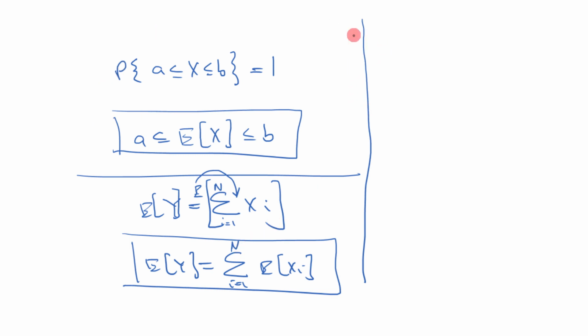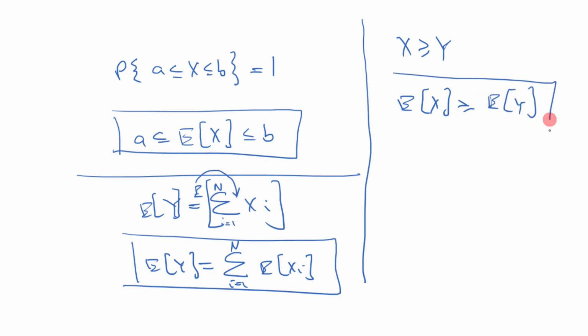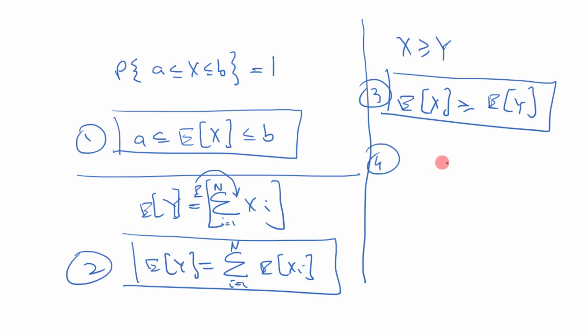Now let us explore another property. Let's suppose you have two random variables in which x is always greater than or equal to y, then the expectation of x will be equal to or greater than the expectation of y. This is the first property, second property, third property, and we have the fourth property, which is the expected value of x is equal to the expectation of x given y.